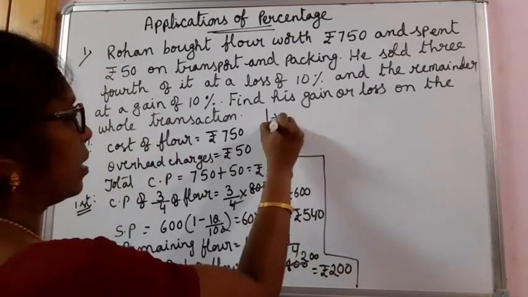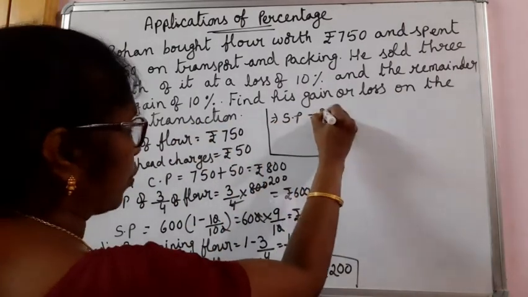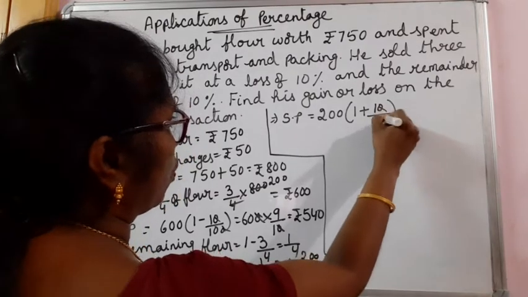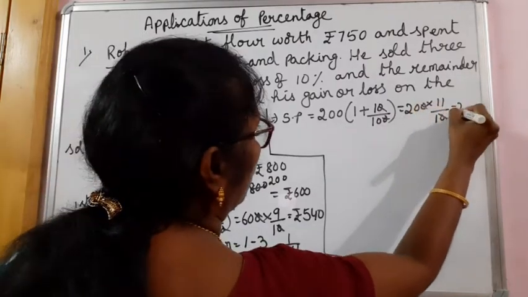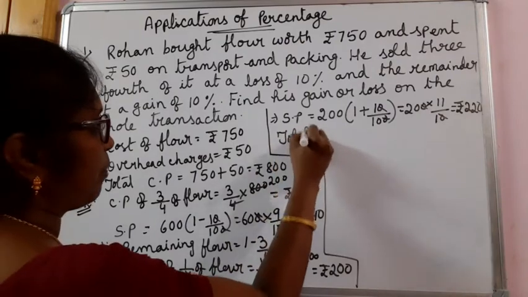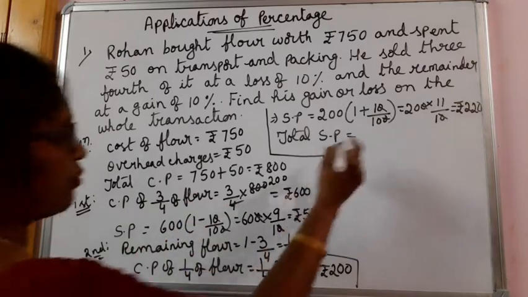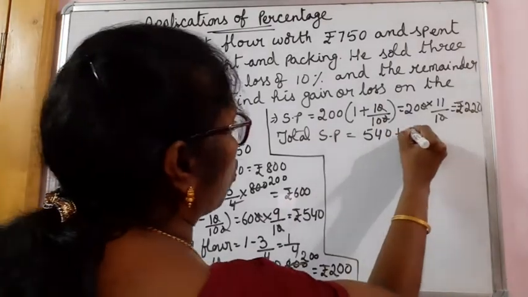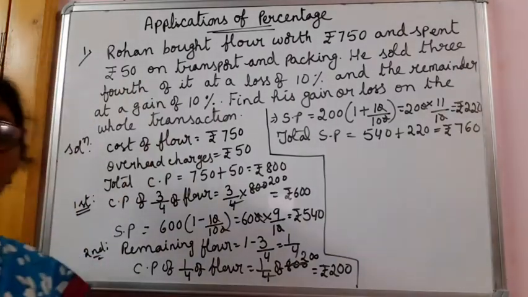The remainder is sold at a gain of 10%. If cost price is 200, gain is 10% of 200, that is 200 into 11 by 10, which gives 220 rupees. So the selling price of 3/4 of flour is 540 rupees, the selling price of 1/4 of flour is 220 rupees. Total selling price is 760 rupees.